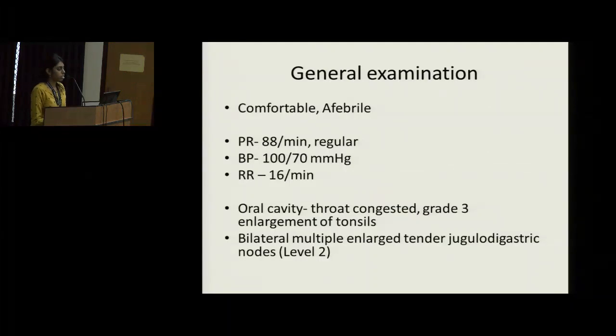On general examination, he was comfortable, he was afebrile, his pulse rate was 88 beats per minute, it was regular. His blood pressure was 100 by 70 millimeters of mercury, and his respiratory rate was 16 breaths per minute. His oral cavity showed a congested throat with grade 3 enlargement of tonsils, and he had bilateral multiple enlarged tender jugulodigastric nodes in level 2.